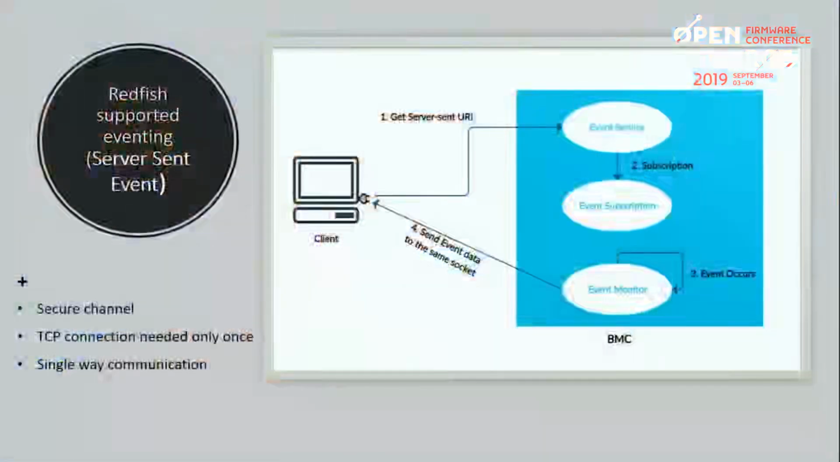Now, the next eventing mechanism supported by Redfish is server-sent events. In server-sent events, the client makes a request to the event service to get the server-sent URI. Once the client gets the server-sent URI, it makes a request to that URI, which opens a connection. Internally, the event service creates a subscription, and when any event occurs, we send the data over the same channel that was opened in the first step. It's a secure channel, TCP connection is needed only once, and it's single-way communication. So this is server-sent events.